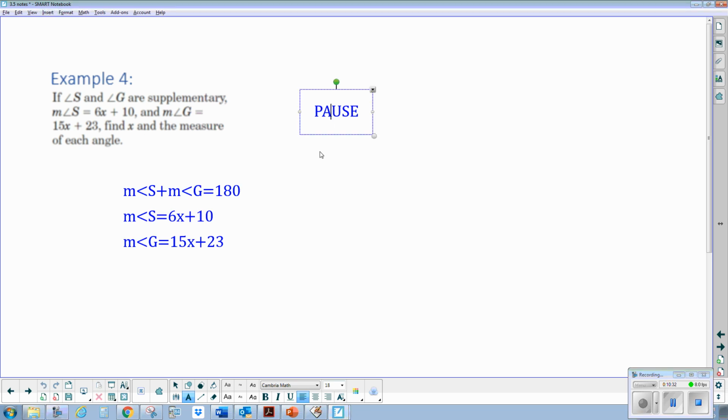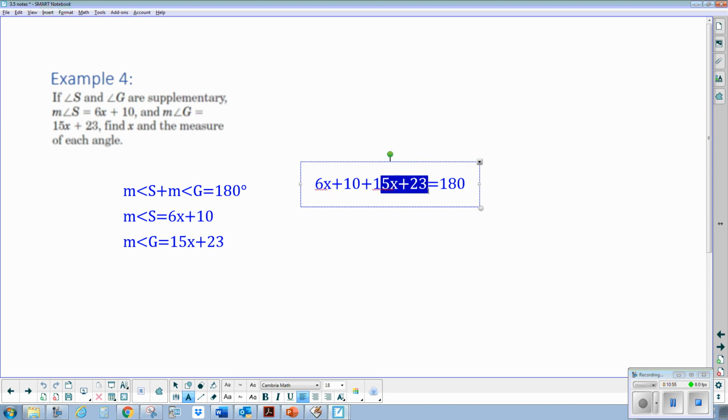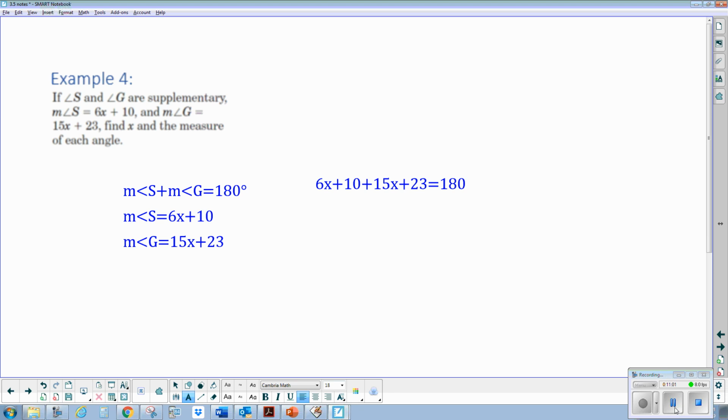Okay, the first thing you should have is the angle addition postulate saying measure of angle S plus measure of angle G equals 180 degrees. And then secondly, the measure of angle S is equal to 6x plus 10, measure of angle G is equal to 15x plus 23. From there, we can use substitution. 6x plus 10 is the measure of angle S, 15x plus 23 is the measure of angle G. And from there, we can combine like terms and solve for our variable.